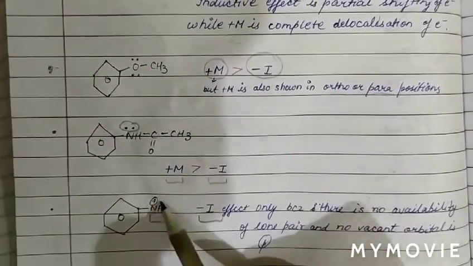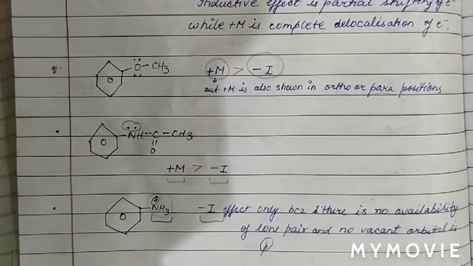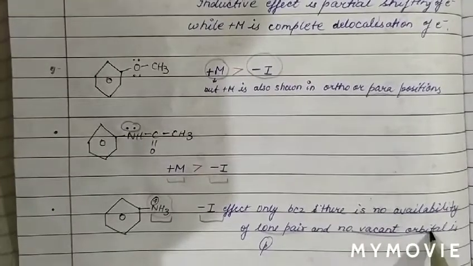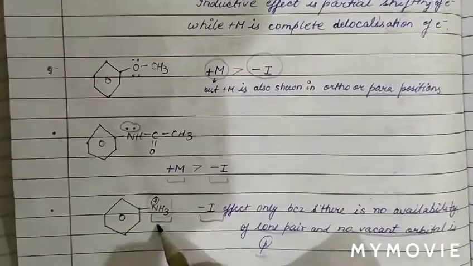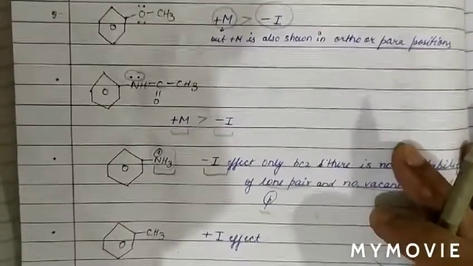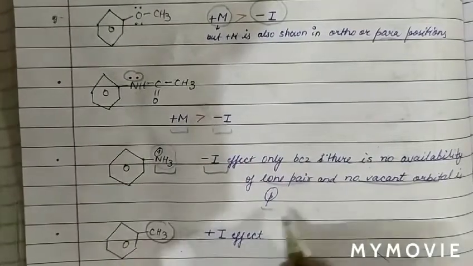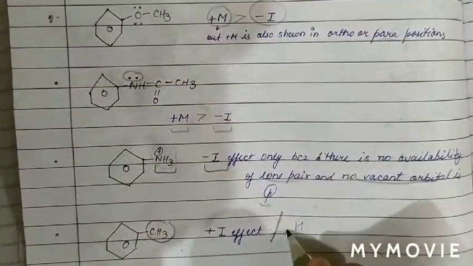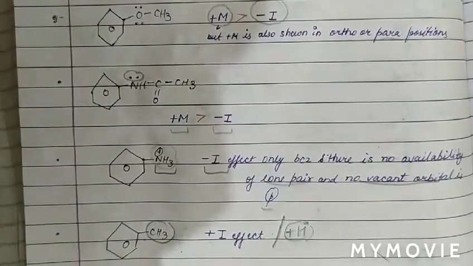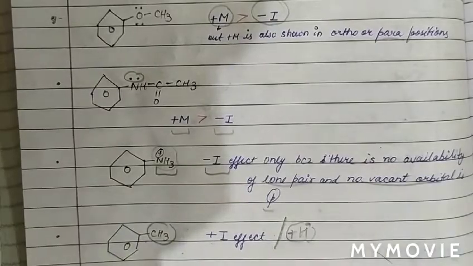So basically nitrogen has already 4 bonds, and nitrogen cannot form more than 4 bonds. So we can say there is no availability of lone pair, and also no vacant orbital is present. So only minus I effect will be shown by this ion. Now see the next. Again, when benzene is attached to a CH3 group, it will show plus I effect and hyperconjugation. So plus I and plus H effect will be shown by toluene. No lone pair, therefore it will not show plus M effect. Now see the next.